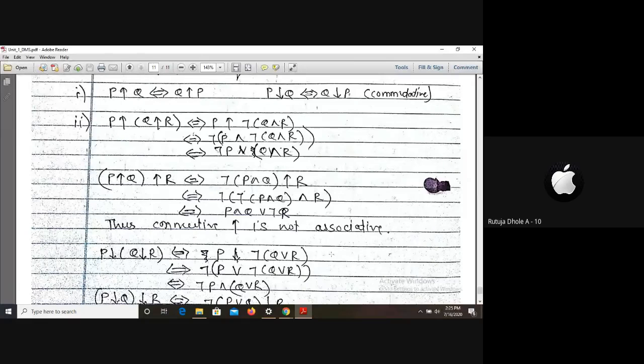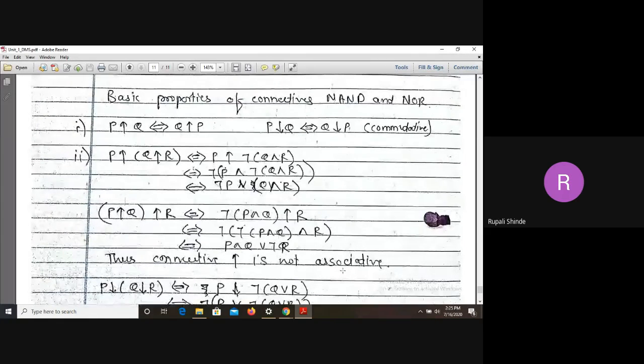Hello, ma'am. Second, repeat once again. Which one? This associative? Yes, ma'am. Okay. So, what is the meaning of associative property? If there are three variables, P, Q, R, then we have to check the parenthesis for these three.